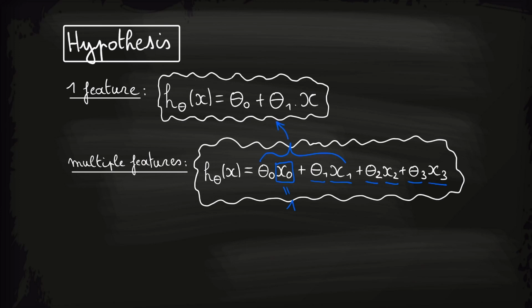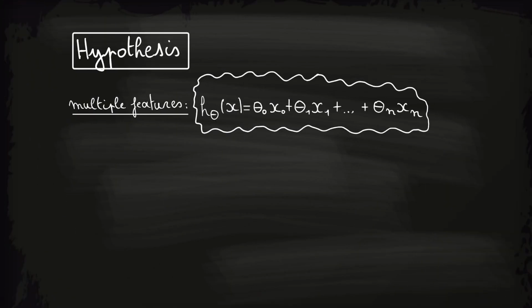But first, let's generalize this hypothesis for as many input features as we want. Remember that n is the amount of input features our dataset contains, so we can write the hypothesis as follows, running from x0 up until x subscript n. As n becomes large, this can become a very long expression.